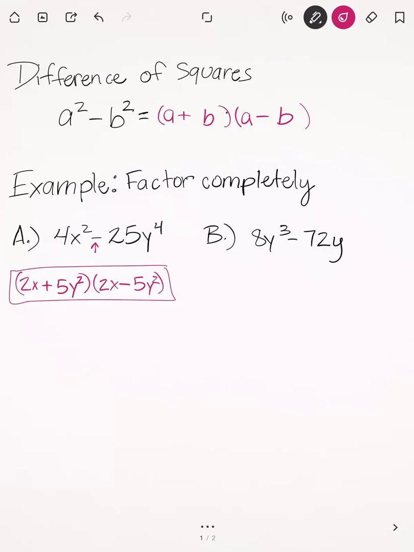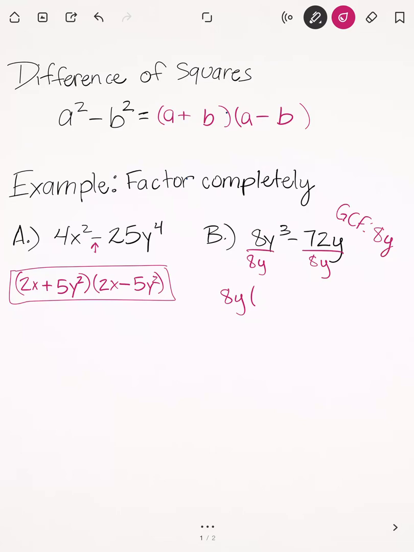Looking at letter B, if you notice, 8 and 72 are not perfect squares, but there is a greatest common factor, a GCF, and it is 8. So I have to factor that out first, and it also is an 8y because both terms have a y. So I'm going to divide both terms by an 8y. My GCF goes on the outside. I write down what I have left over on the inside.